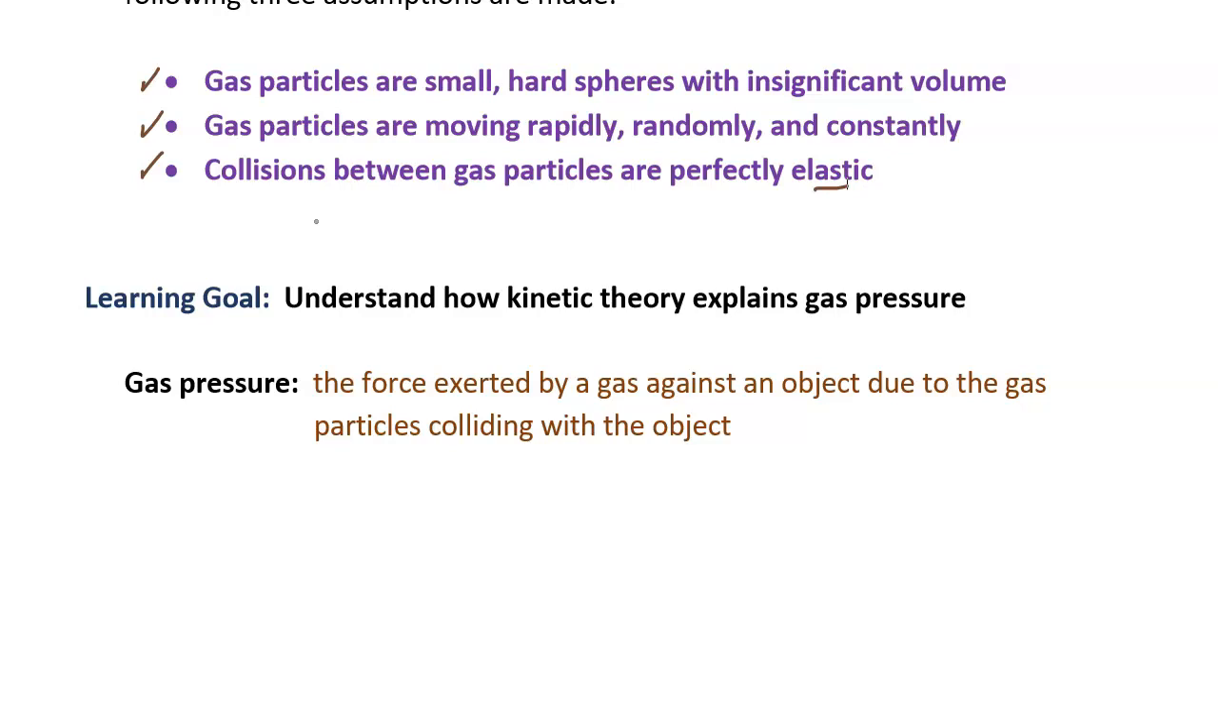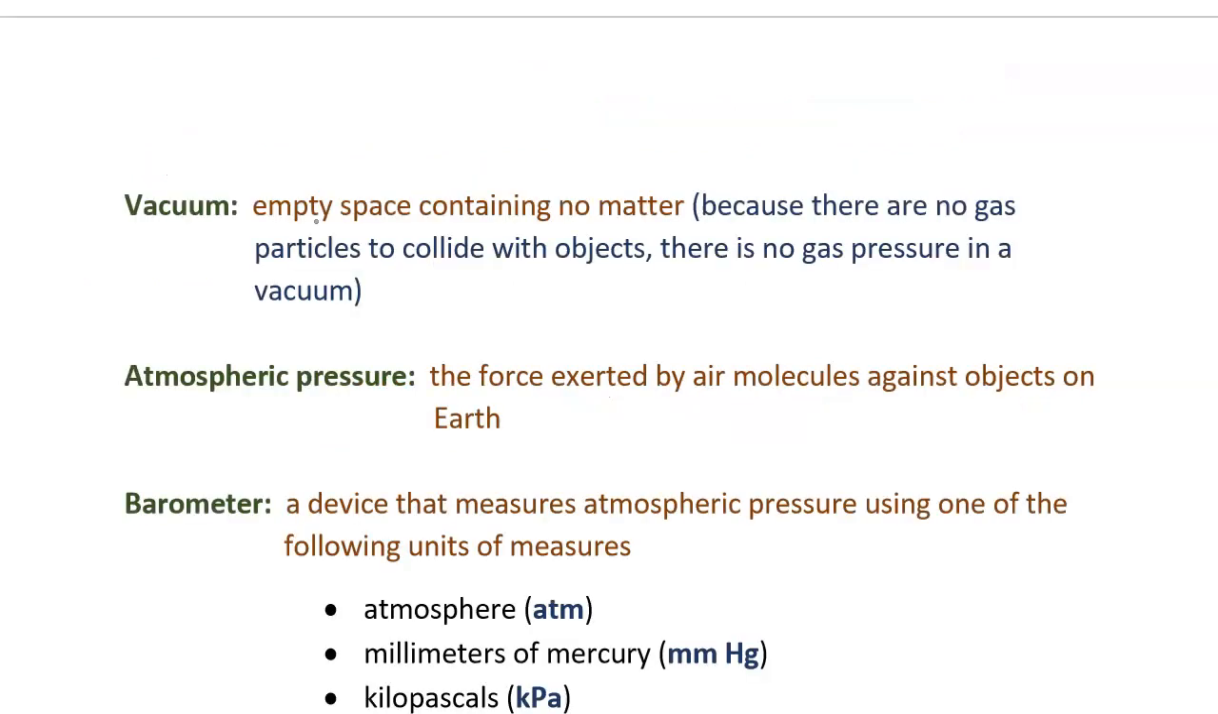A vacuum is empty space that contains no matter. Because there are no gas particles to collide with objects in a vacuum, there is no gas pressure in a vacuum. One type of gas pressure is atmospheric pressure. This is the force exerted by air molecules against objects on Earth. You can't feel it, but all the air above you right now is pressing on your body and exerting force. The reason that you don't feel that pressure is that there are equal forces in your body pressing out, and those forces are in balance with each other.